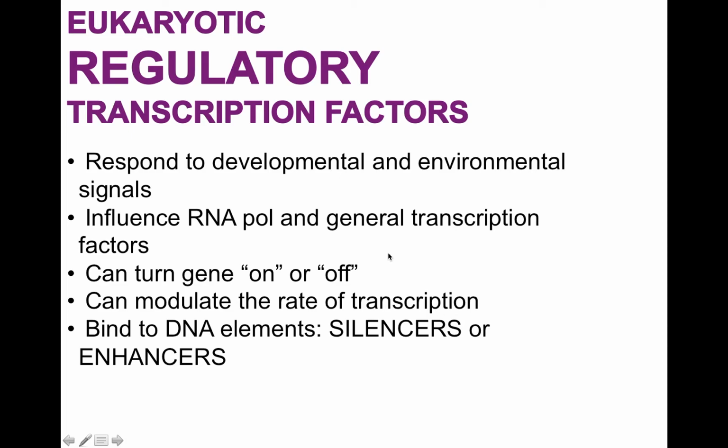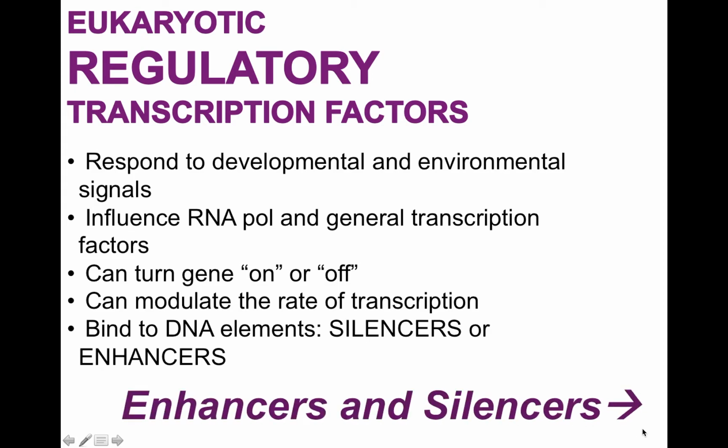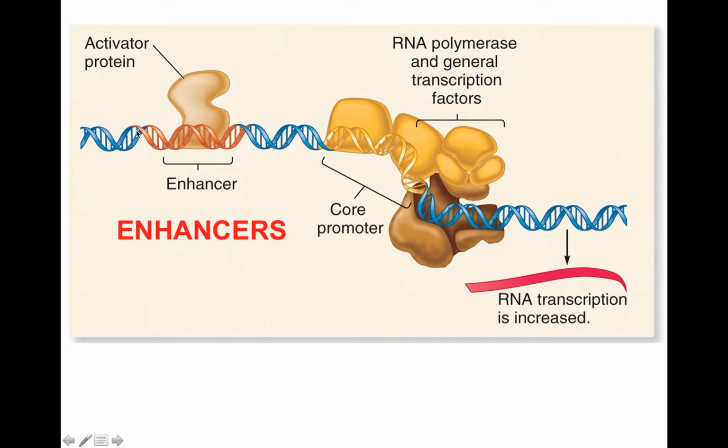The regulatory transcription factors, those activators and repressors from the previous slide, can respond to developmental and environmental signals. They influence RNA polymerase and general transcription factors. They turn genes on or off and can modulate the rate of transcription. They bind to DNA cis elements called silencers or enhancers. So the enhancer is the segment of DNA to which an activator protein or a transcription factor will bind.